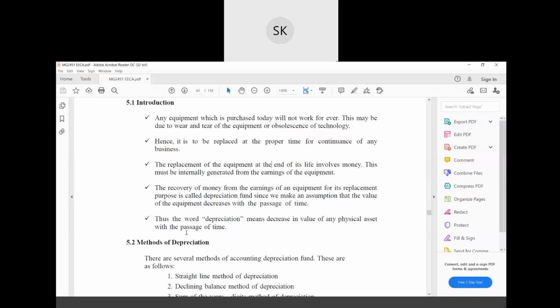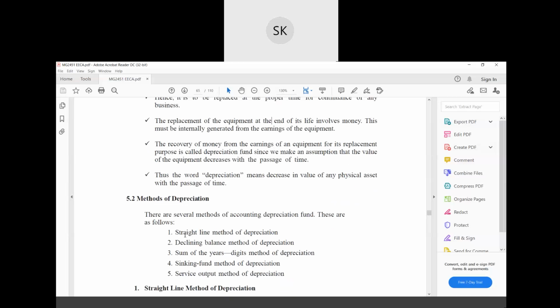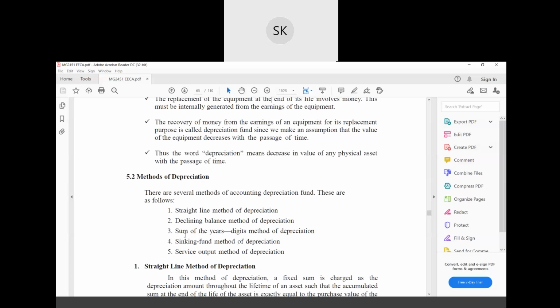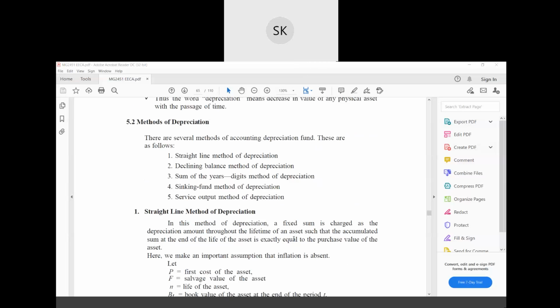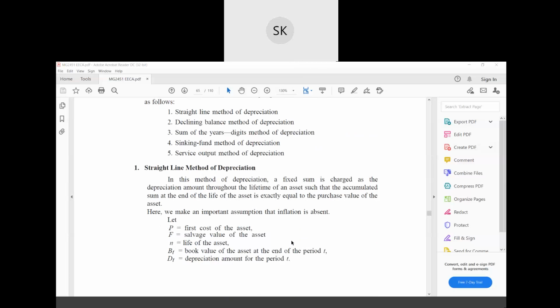So, there are methods you can use to find out the depreciation fund. Number one is straight line method of depreciation. Number two is declining balance method of depreciation. Third is sum of the years digit method of depreciation, sinking fund, and service output method. These are basically methods of depreciation to find out the depreciation. Okay. So we'll discuss every method one by one.